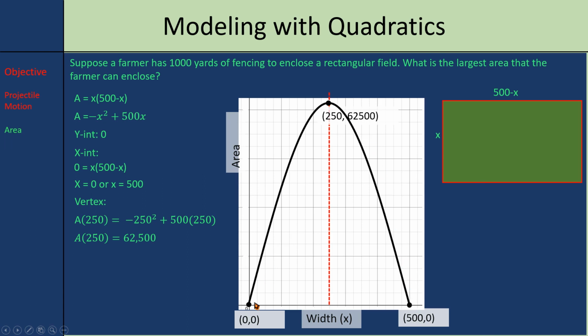So this is a function. Area is a function of how long this is, right? As x goes up to 250, the area gets bigger. But if x gets bigger than 250, and bigger, the area comes down.